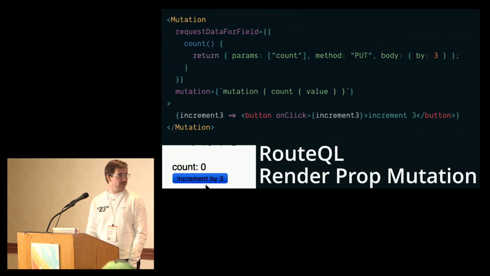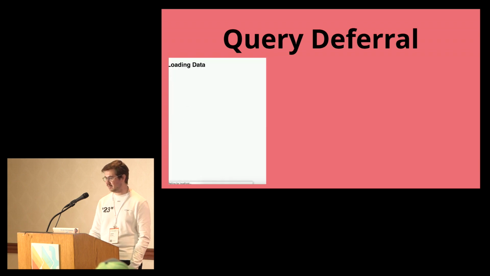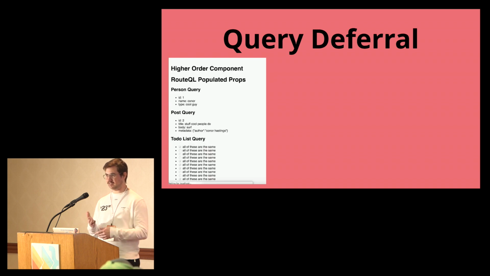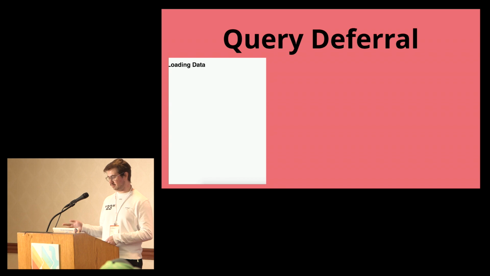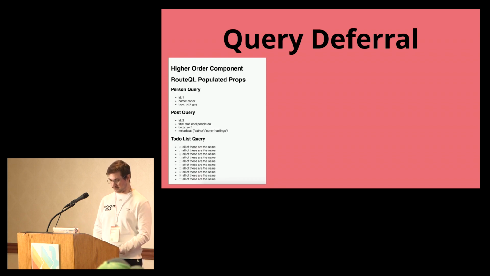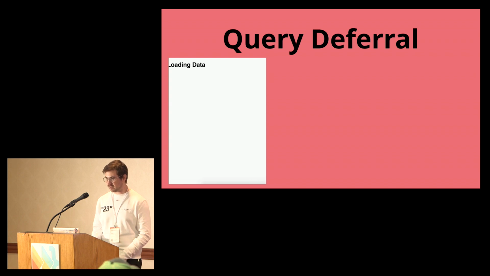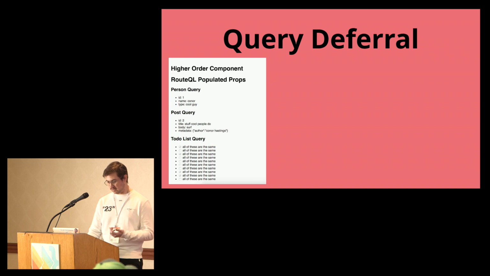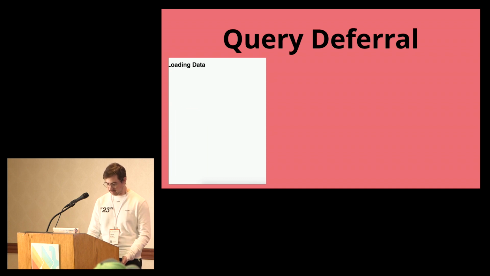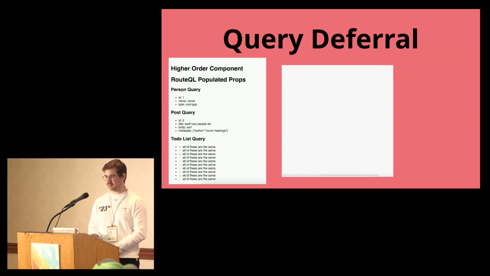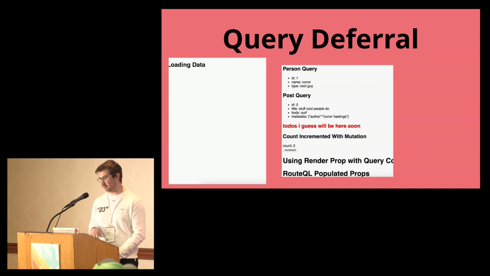So query deferral is something that Apollo has implemented, where you essentially tag a field with @defer, and it will defer the loading of that selection. So it will get your less expensive data first, and then get your expensive data. I've done the same thing. Here you see it waits for everything, and then eventually it will show you data. And here you see data appears immediately, but there's no to-do list. To-dos, I guess, will be here soon.